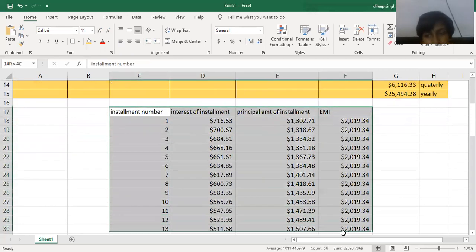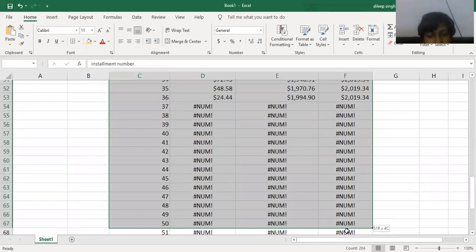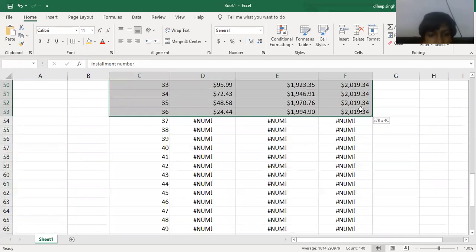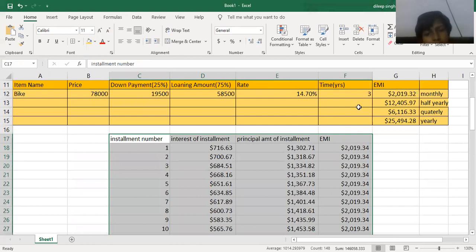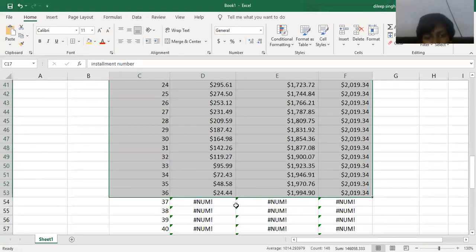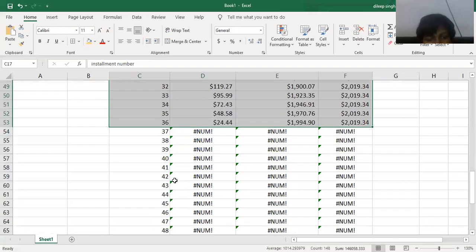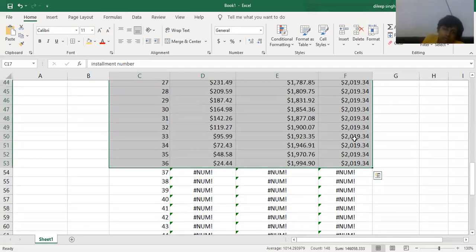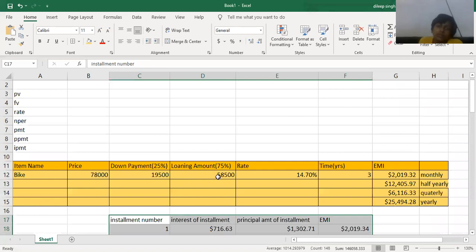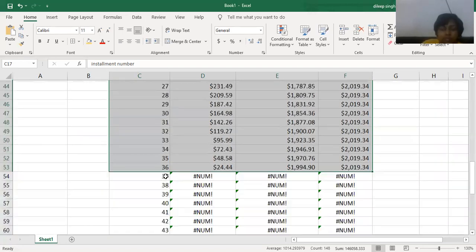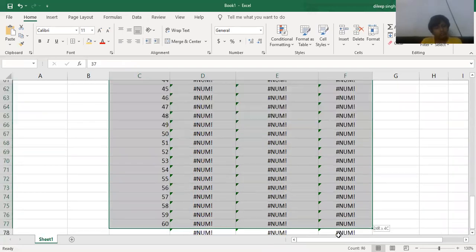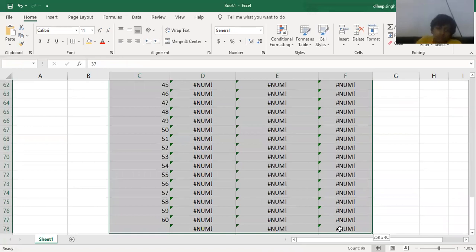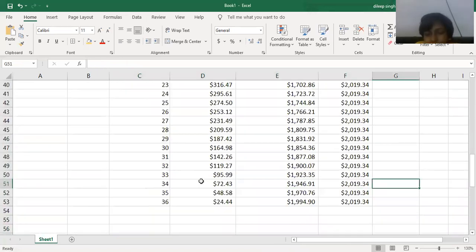See there, it will automatically change according to your entered amount. Why? Because within 3 years there are only 36 installments. That's why the installment does not extend beyond 36 like this. So these are invalid installments, because 36 installments are enough to pay this particular loaning amount with interest of 14%. Okay. So it does not mean it is wrong. It is the extra installment. You can also delete this cell value, and you will get 36.